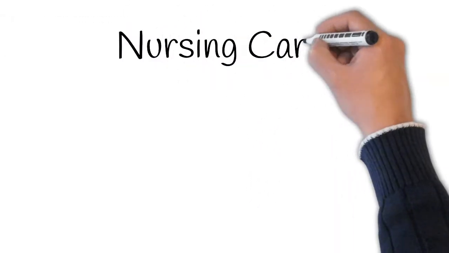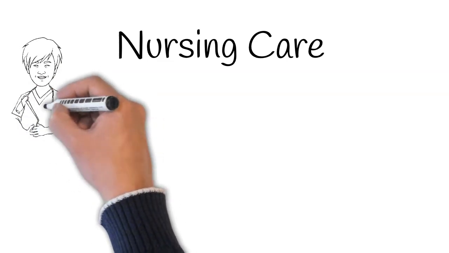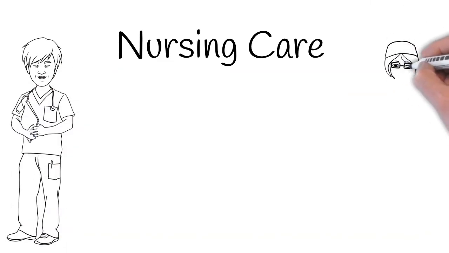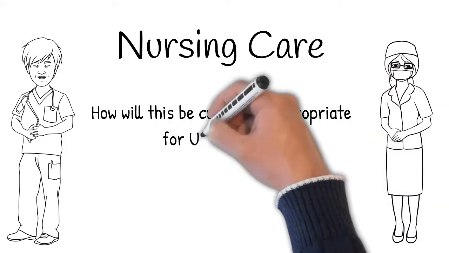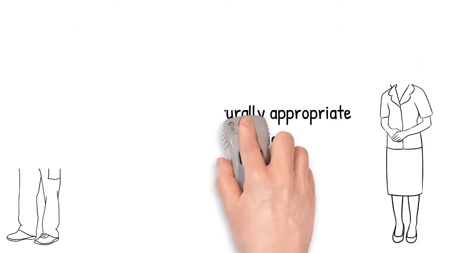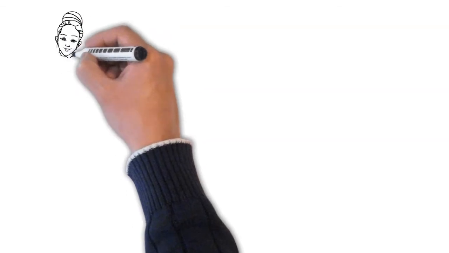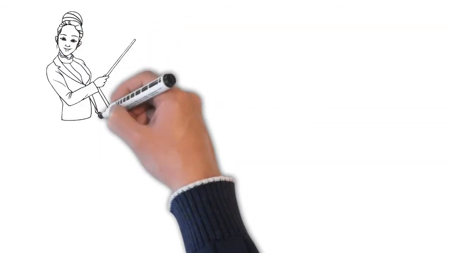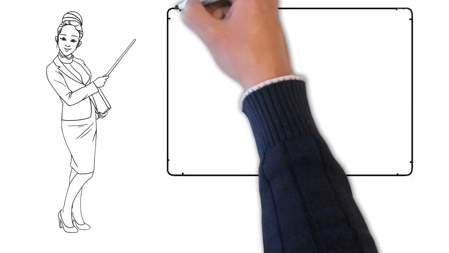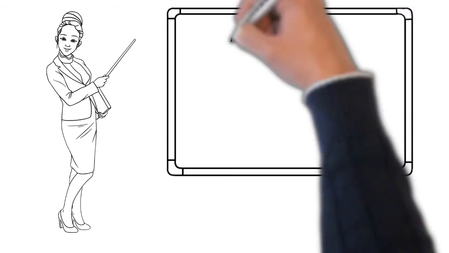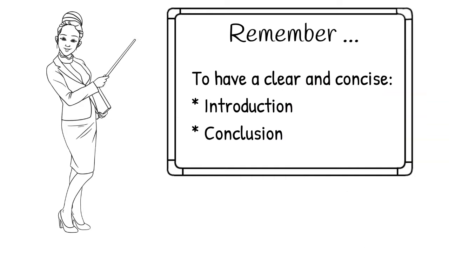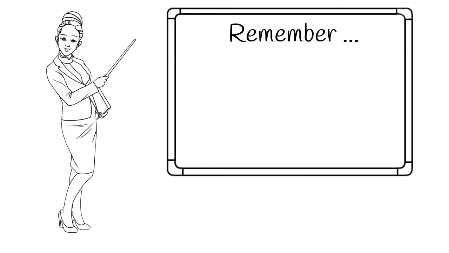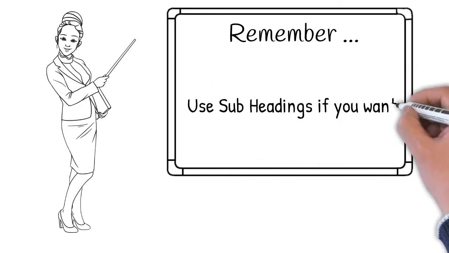Remember also in this section to consider the nursing care that we will deliver to Uncle Dougie and how we can ensure that this is culturally appropriate for him. Well, that's the essay in a nutshell. However, a few more things to be mindful of are to make sure you have clear and concise introduction and conclusion. Feel free to use subheadings if you would like.